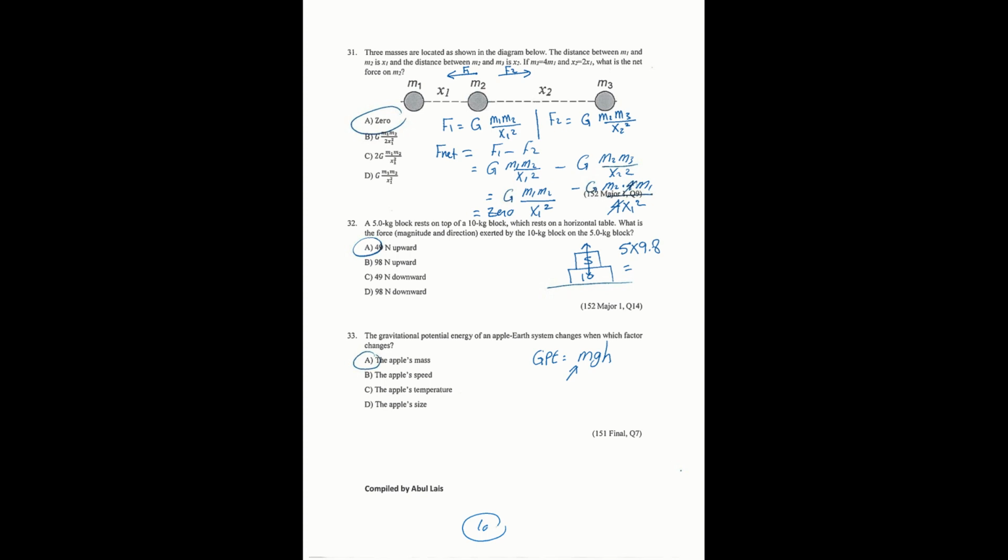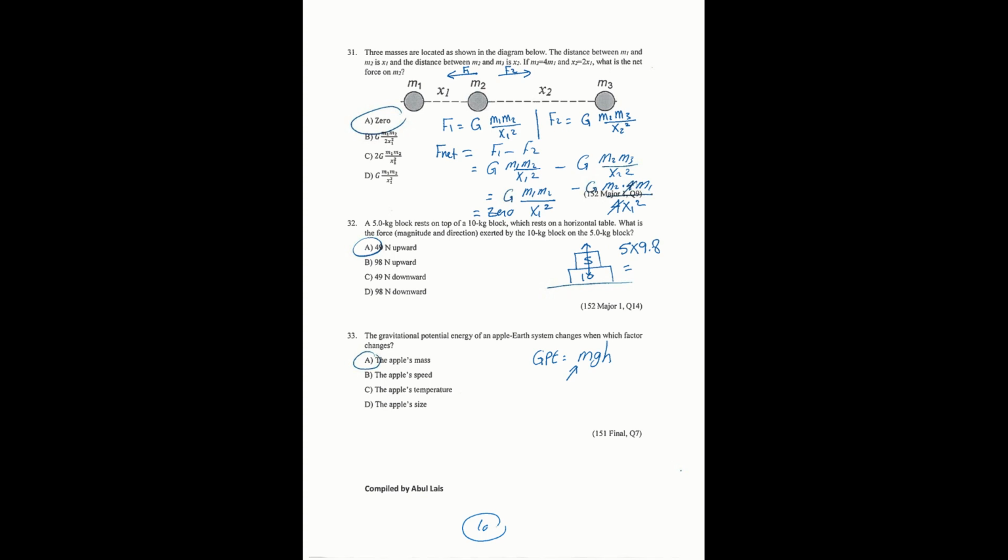Now let's check 32. It says that a 5.0 kilogram block rests on top of a 10 kilogram block, which rests on a horizontal table. What is the force, magnitude and direction, exerted by the 10 kilogram block on the 5 kilogram block? Again, this is Newton's third law: for every action, there is a reaction equal in magnitude and opposite in direction. So if I want to know how much force the 10 kilogram block acts on the 5 kilogram block, I need to know the force that the 5 acts on the 10. The 5 acts on the 10 by its weight, which is 5 multiplied by 9.8, which is 49. But remember, I don't want the force that 5 acts on 10. I want the force which 10 acts on 5. So it must be towards the north, which is 49 newtons north.